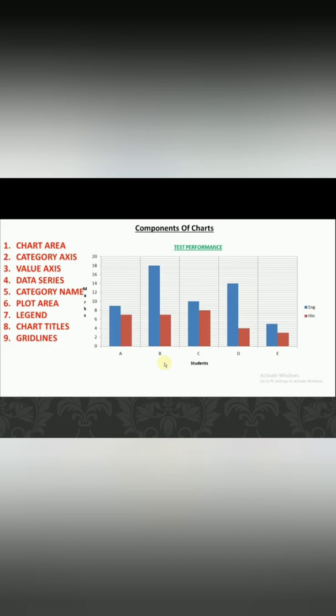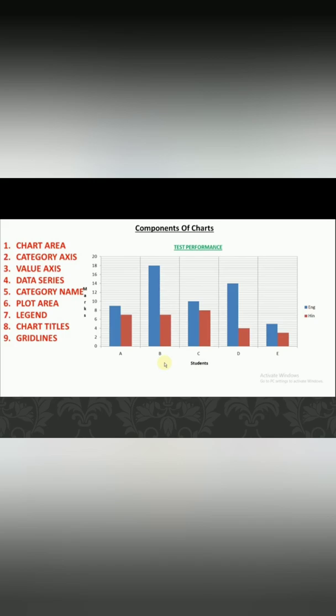Okay students, so next is the plot area. What is the plot area? The plot area is the window within a chart area. It contains the actual chart and includes the plotted data, data series, categories and value axis.